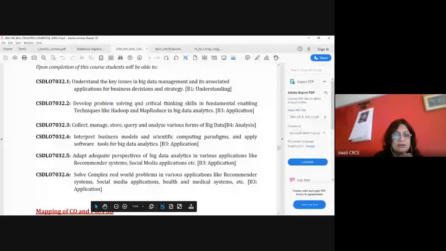So these are my 6 course outcomes. In the first outcome, my students will be able to understand the key issues of big data and the associated applications. To achieve this, I am mapping this CO to the first chapter of your syllabus, the big data part. My target is that you need to understand what big data is and what the case studies in the real world about big data are.